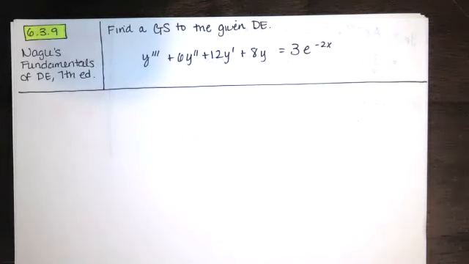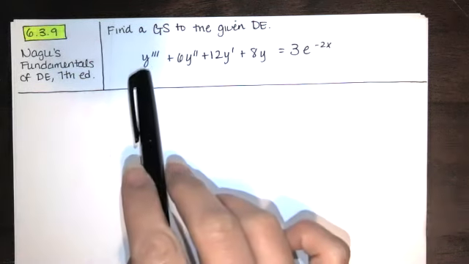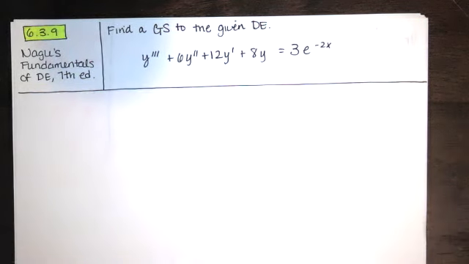In this video, we solve problem 6.3.9 from Nagle's Fundamentals of Differential Equations, 7th edition. We're asked to find a general solution to the given differential equation. And notice that we have a linear, third order, non-homogeneous differential equation.